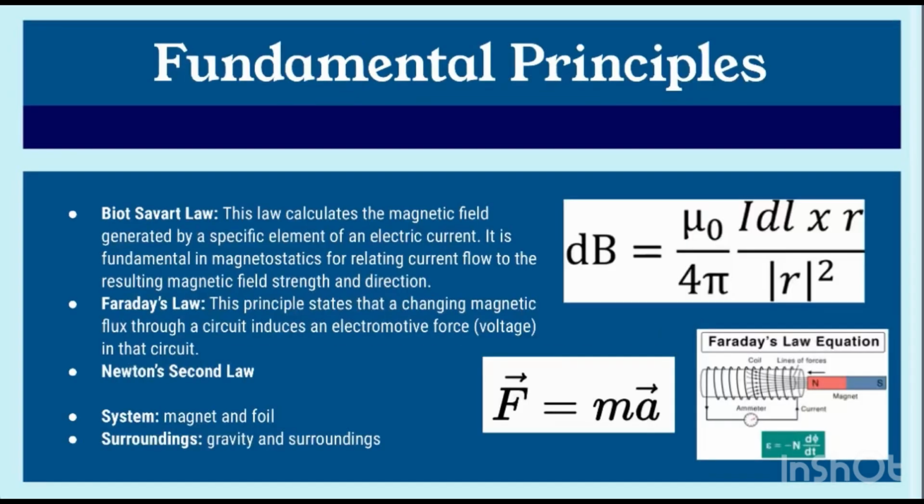You have the Biot-Savart law, which calculates the magnetic field generated by a specific element of an electric current. It is fundamental in magnetostatics for relating current flow to the resulting magnetic field strength and direction. Faraday's law states that a changing magnetic flux through a circuit induces an electromotive force, or voltage, in that circuit. We also use Newton's second law. In this experiment, the system was the magnet and the foil, and the surroundings were gravity and other surroundings.